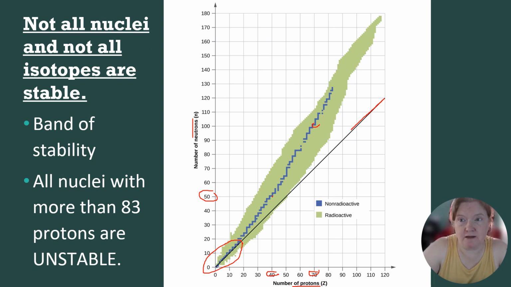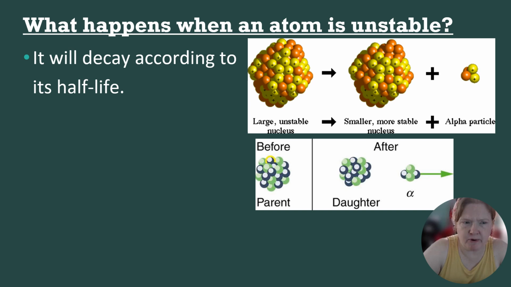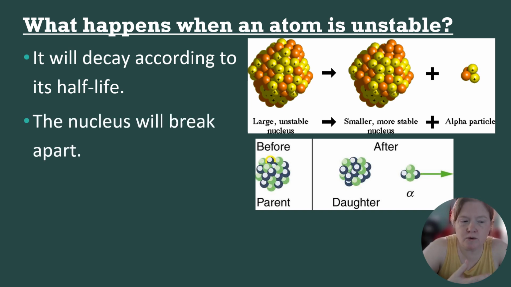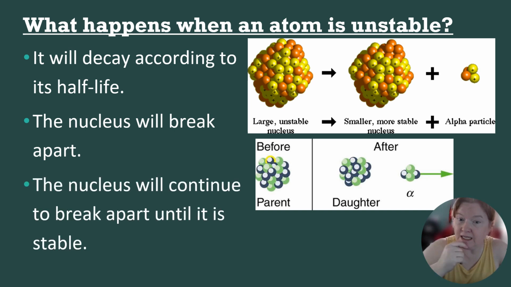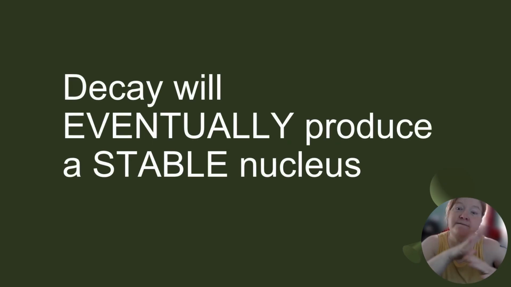They're all radioactive. So what happens when an atom is unstable? Well, it will decay according to its half-life, and the nucleus is simply going to break apart. The nucleus will continue to break apart until it is stable. So radioactive decay will eventually produce a stable nucleus, and will keep going through the process until it is stable.